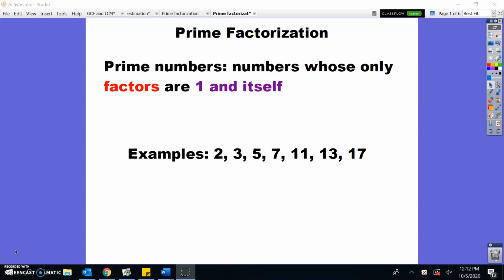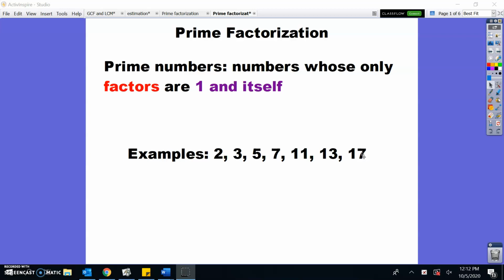So just a quick rundown of what a prime number is. A prime number is a number whose only factors are 1 and itself, nothing else. So it can't be divided by 2 or 3 or 4 or 5 or 6 or 7 unless the number is 2, 3, 4, 5, 6, or 7. Some examples of prime numbers would be 2, 3, 5, 7, 11, 13, and 17. Those are just a few of the most popular examples of what a prime number is.